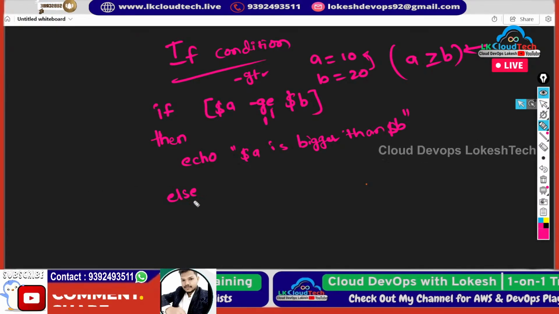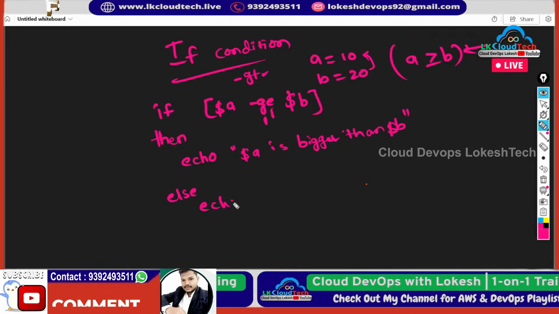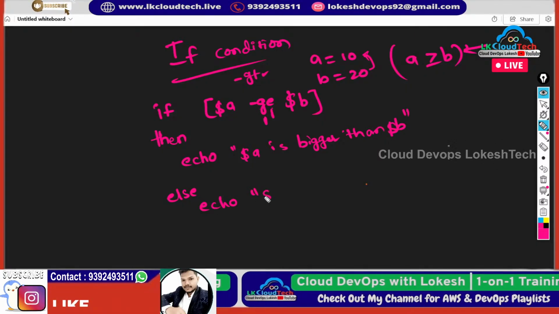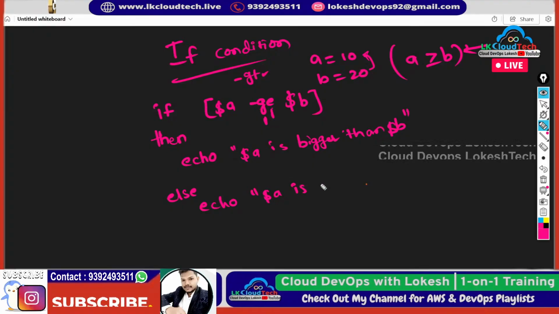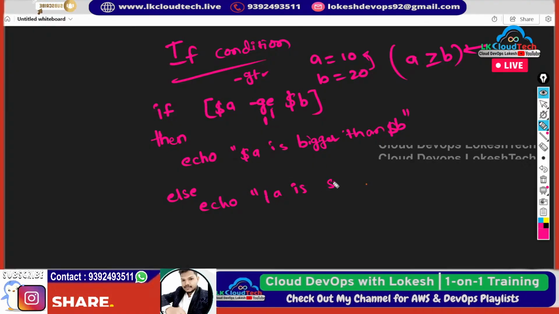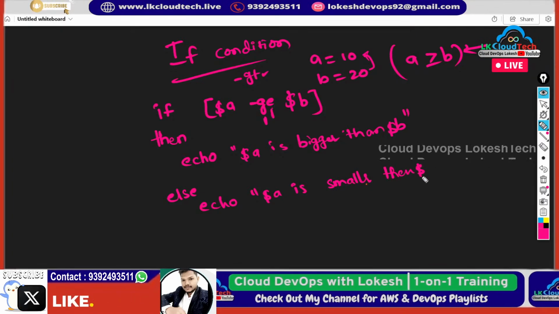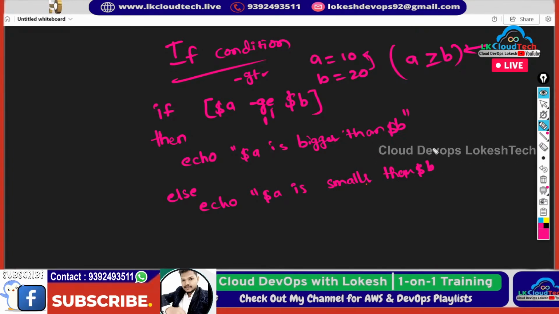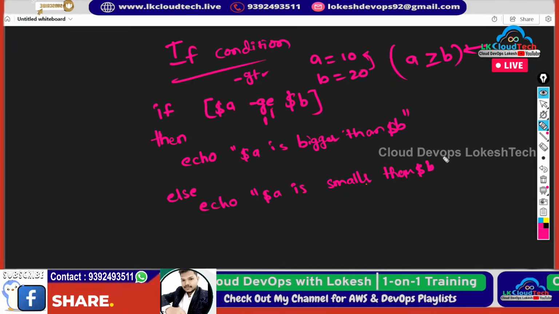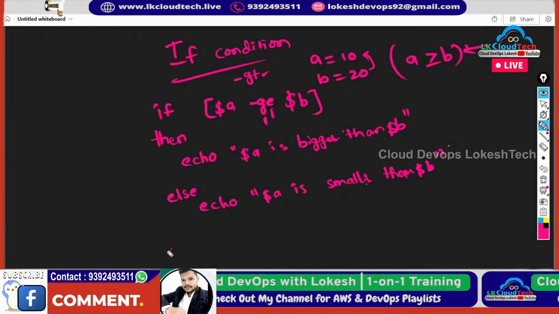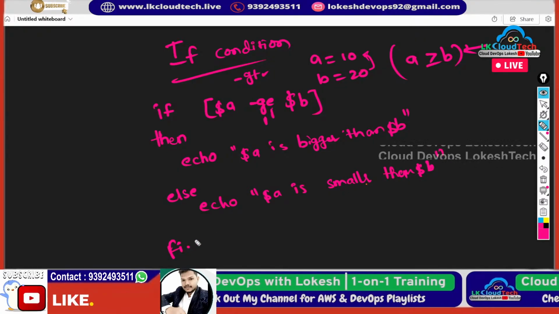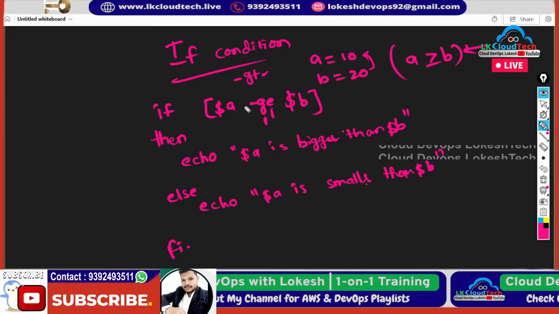Else echo $A is smaller than $B. Okay. This is how I have written. And I'm just closing the statement block. You understood here now, Rakesh?